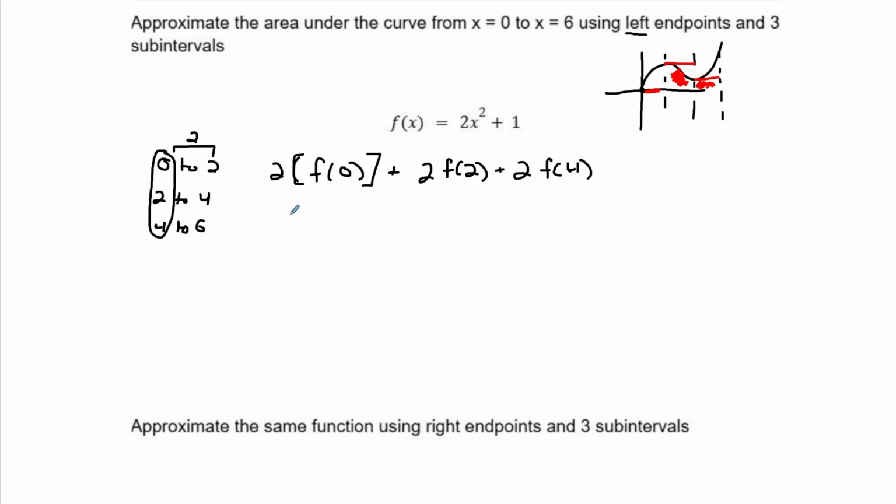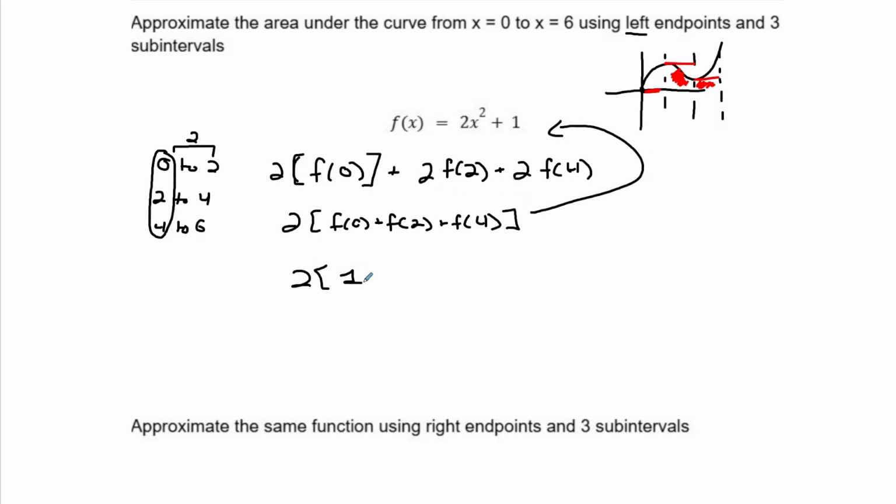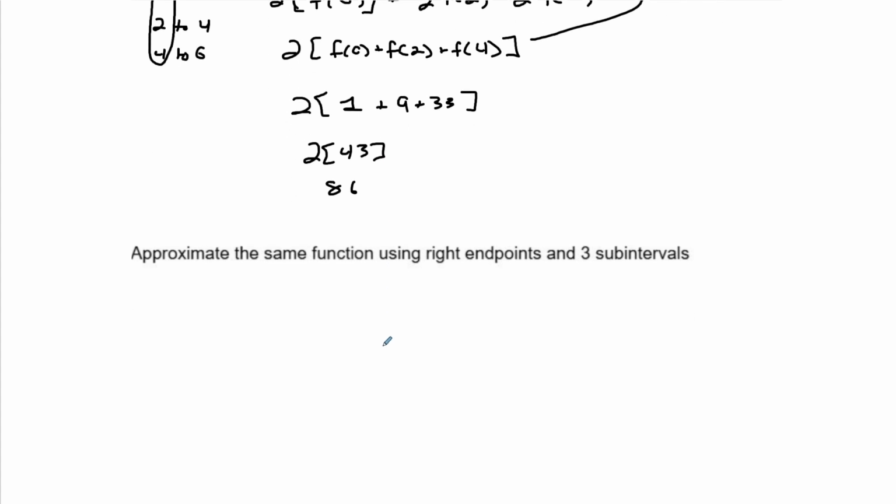So I can make this into 2 times f of 0 plus f of 2 plus f of 4. If you then plug that into this function, you're going to get 2 times, you would have 1 plus 9 plus 33, right? Then if you add them all up, you're going to get 2 times 43, which is going to give you 86, right? So then what if we approximate it using right endpoints?